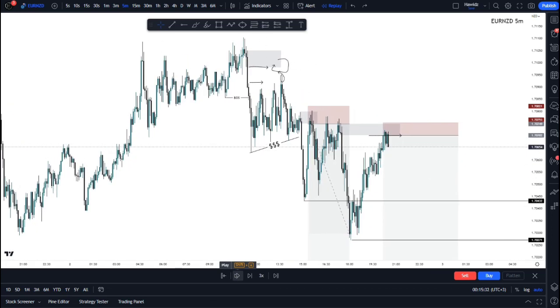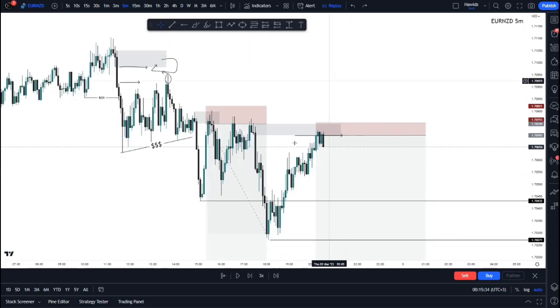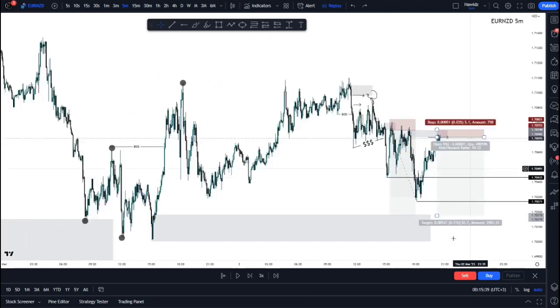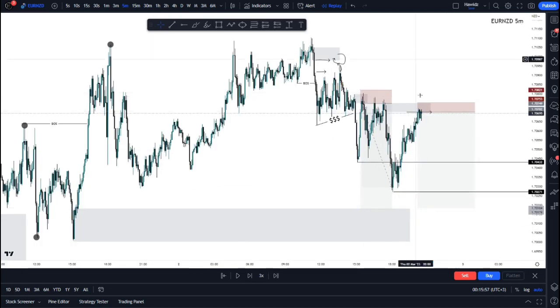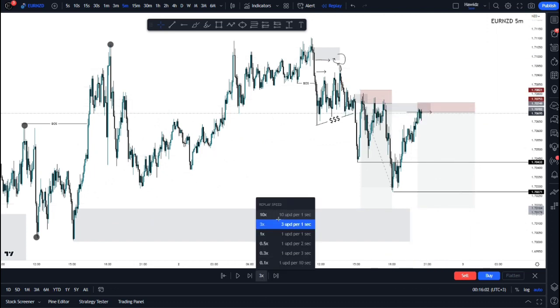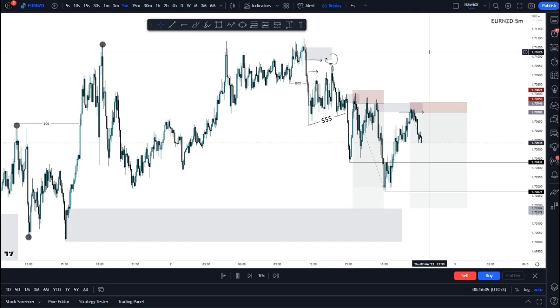So price comes deep, boom, mitigates this area here. I had my entry opened in here with a 5 pip stop loss, with an initial take profit target of about 43 pips, right, to make it a 1-to-8 RR trade, and then my second take profit target at 51 pips to make it a 1-to-10 RR trade. So these are the trades that I like to take, right? From there, we can now just set the speed to maximum and play price out.